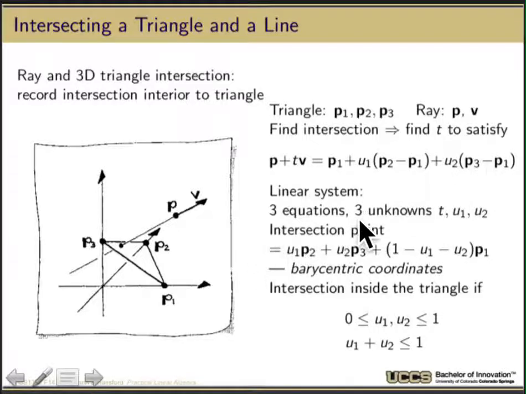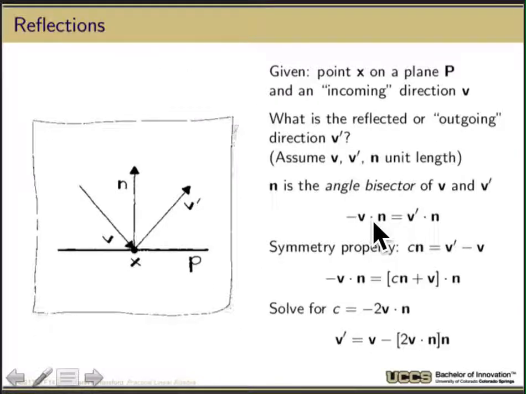This gives us three equations and three unknowns, and the intersection point can also be determined in terms of barycentric coordinates as U1 times P1 plus U2 times P2 plus (1 minus U1 minus U2) times P3. Notice this is in barycentric coordinates, so it all depends on the three points P1, P2, and P3. This tells us where it intersects the plane. We actually don't know if it intersects the triangle unless we also test that U1 and U2 are less than 1 and U1 plus U2 is at most 1. They have to satisfy this, otherwise it's outside of the triangle in its barycentric coordinates. We'll talk about triangles and barycentric coordinates again a little bit later.